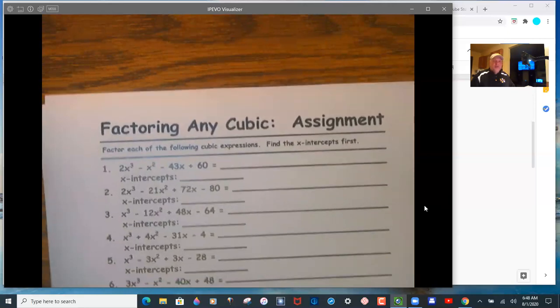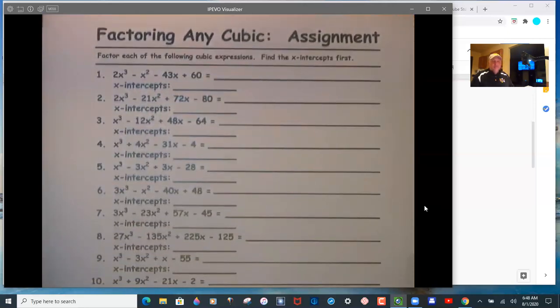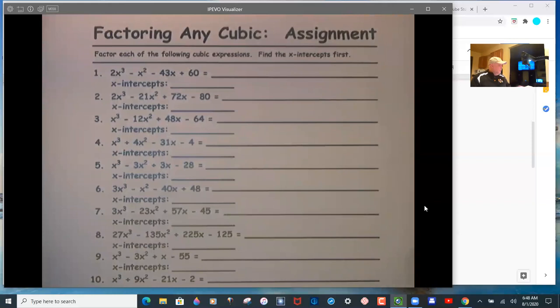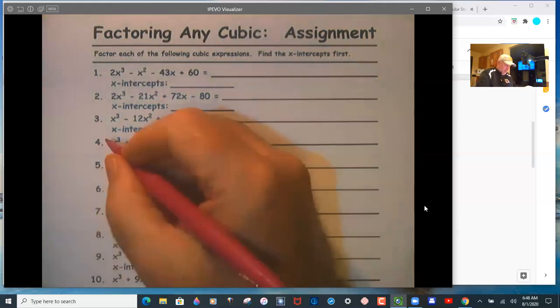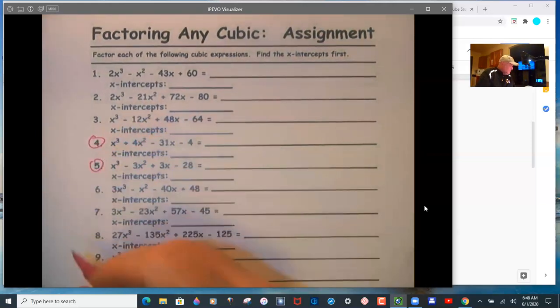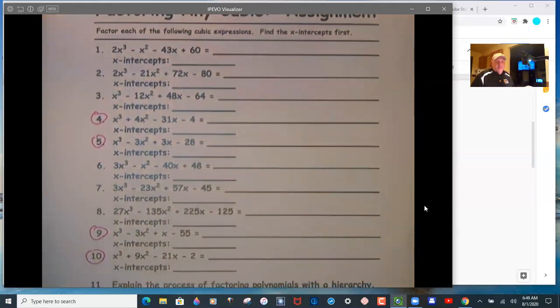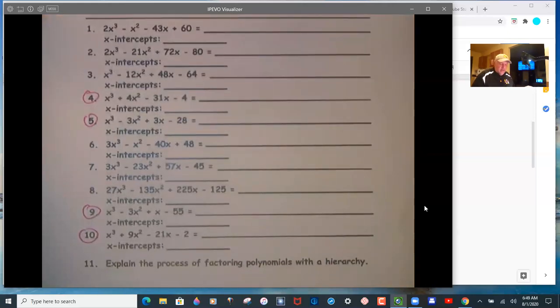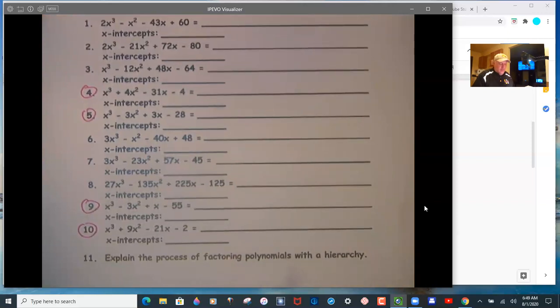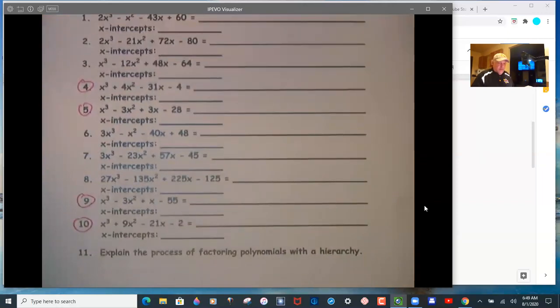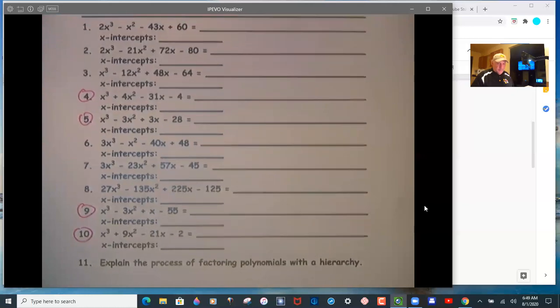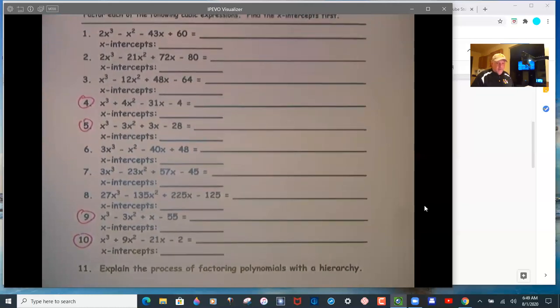Then there's extending the idea. Oh boy, what is this about? So I'll do a couple for you, and I'm going to circle some problems here. 4, 5, 9, and 10. The hierarchy is in your notes, so you can just maybe try to pencil that out by memory. What's the process of factoring?